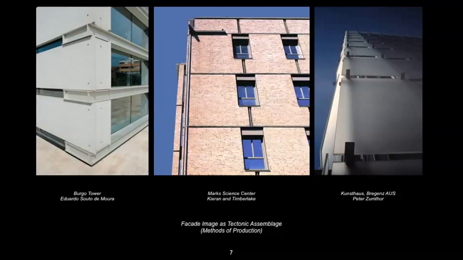The second of these ideas is the development of building image by the application of the methods of production. The final building image is read as the application of rational tectonics of construction and has its roots in a vernacular way of thinking.